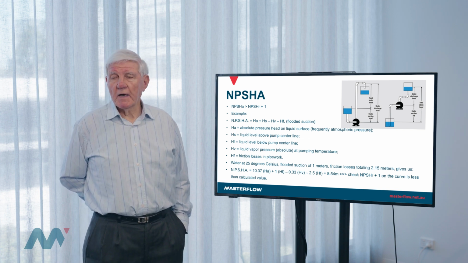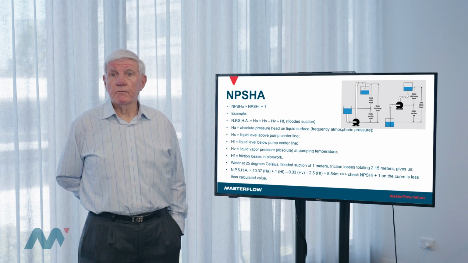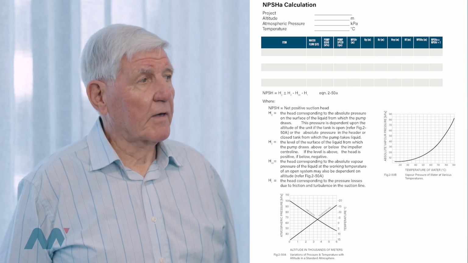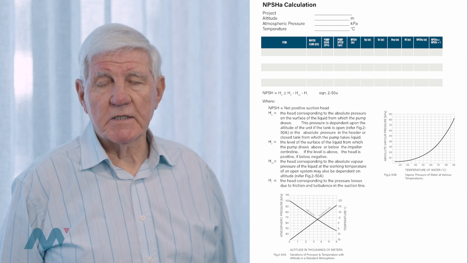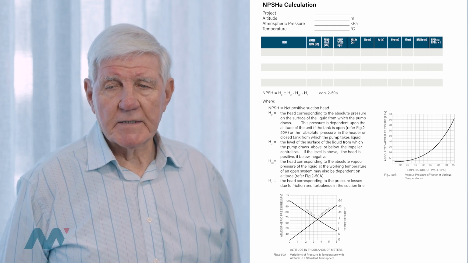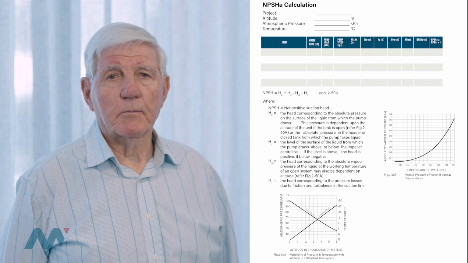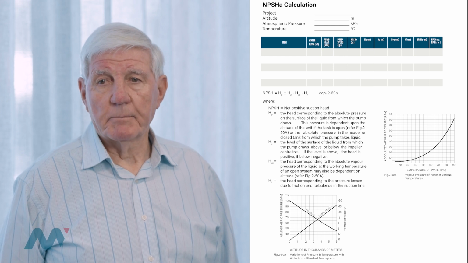Then you're going to take your vapor pressure and find out from tables what the vapor pressure is for a particular liquid at a particular temperature. And you're going to take that pressure away from the pressure that you worked out for the NPSHA. So that's how you calculate NPSHA. It's the system pressure less, or above, the vapor pressure of the liquid at the pumping temperature.